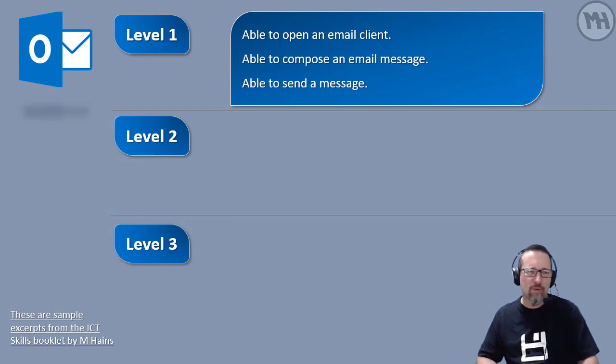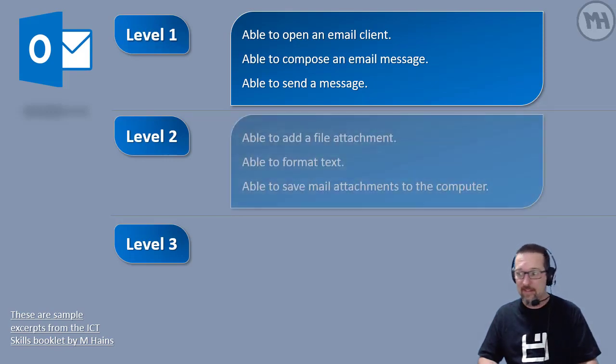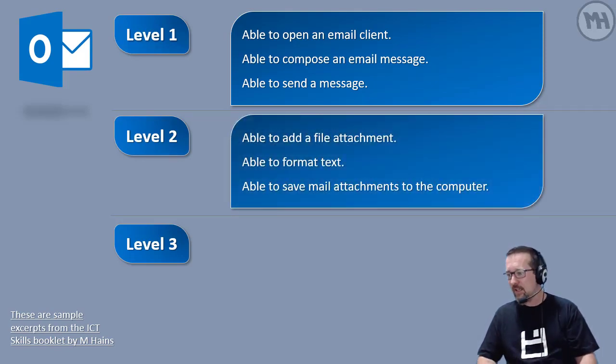I'm going to go through some more with you guys. So let's have a look at Microsoft Outlook. Microsoft Outlook, we've got level 1. You really should be able to open an email client. You should be able to compose an email message, and you should be able to send a message. Like, that's the basics. Level 2, add file attachments, okay, to an email.